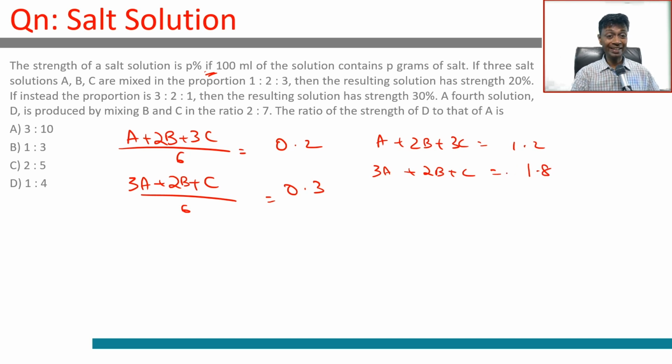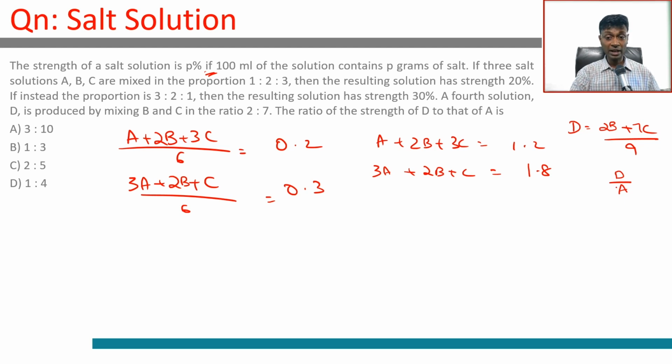Wonderful. With this we can get some equations in A, B and C, and then we can start manipulating from there. We can figure something out. Right? What is the question asking us? It says a fourth solution D is produced by mixing B and C in the ratio 2:7. D equals (2B plus 7C) by 9. We need to find the strength of D to that of A. We need to find D by A. That's what we're looking at. B and C are mixed in the ratio 2:7. So how do we do this?